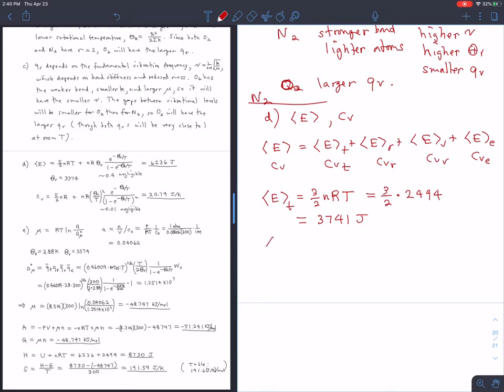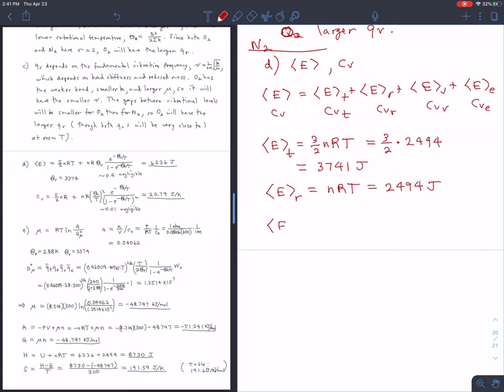The rotations then, it's linear, and so it's just nRT, and N is 1, so that's just 2494 joules. The two combined, let's not bother with that. It didn't ask for that. Then the vibrational contribution is going to be N times R times the vibrational temperature for nitrogen times e to the minus theta V over T over 1 minus e to the minus theta V over T.